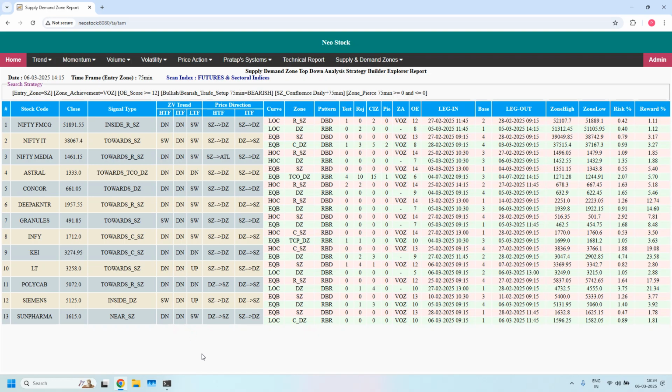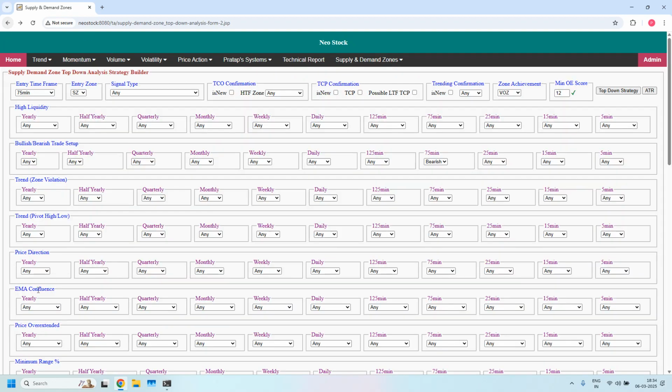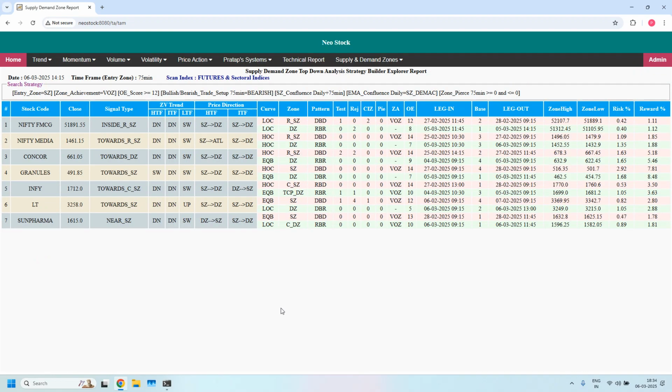So if the daily supply zone has daily EMA confluence, then those stocks might have even higher probability to get success. Let's verify. EMA confluence at a daily time frame. I am setting the filter daily supply zone having daily EMA confluence. With this filter, we got 7 stocks. From 13 stocks, we got 7. So these 7 stocks have more probability to get the success. This is based on LTF, ITF supply zone confluence and ITF supply zone with ITF EMA confluence.